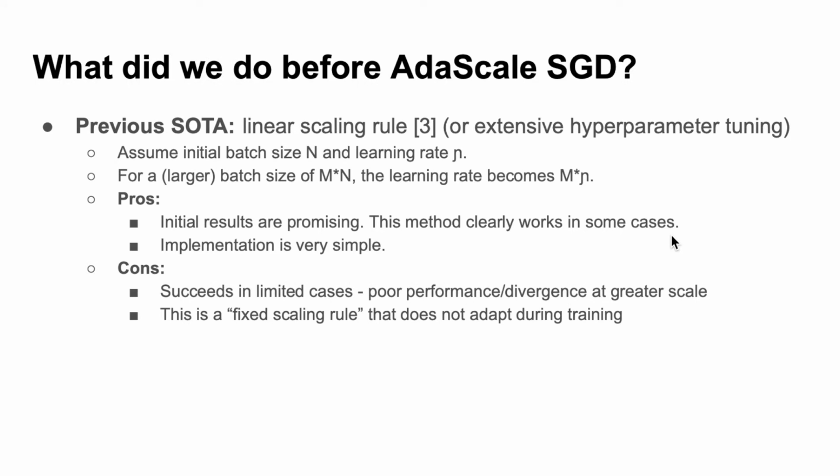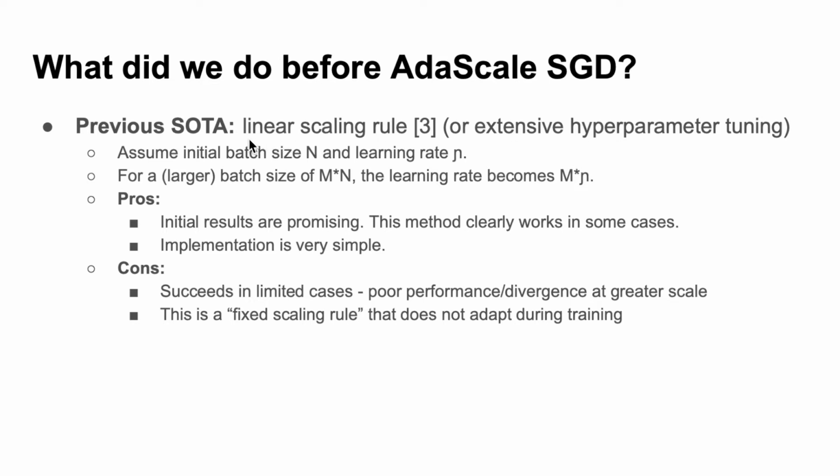AdaScaleSGD had several previous state-of-the-art approaches that were used before. One of them would be extensive hyperparameter tuning to try and find the learning rate that works at larger batch sizes, but we're not going to focus on this because it's expensive and requires a lot of compute power.